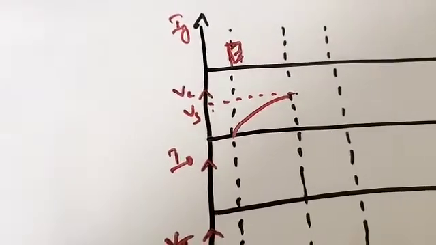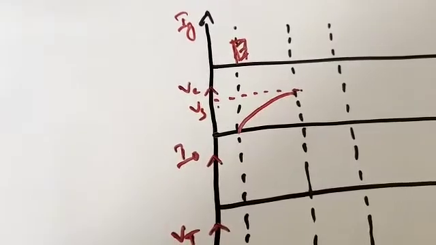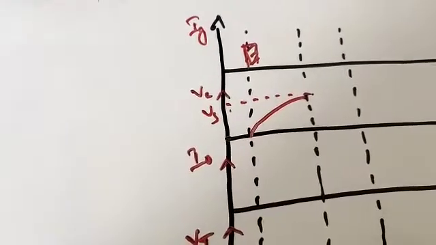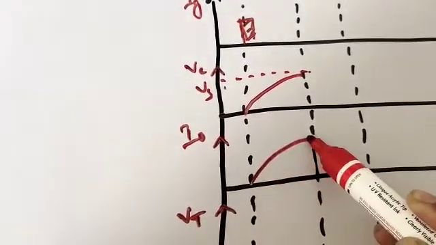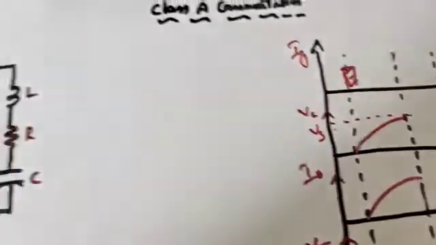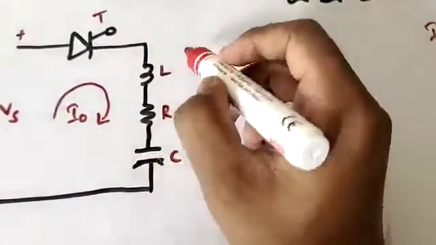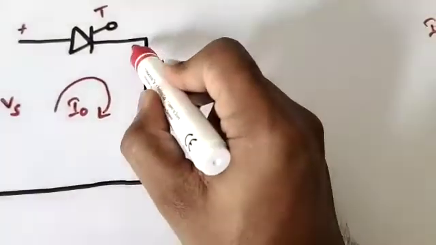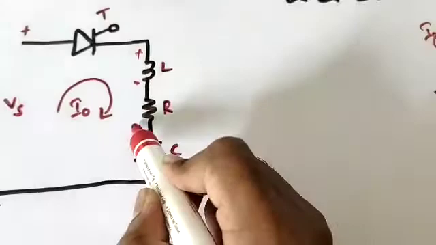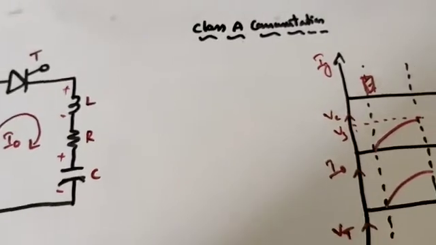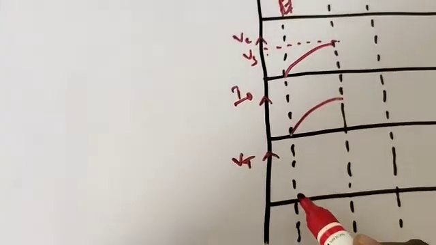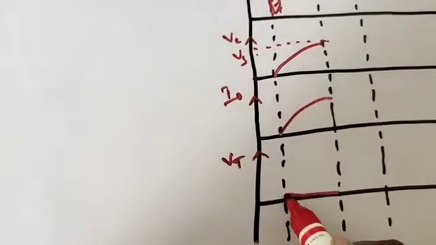At this condition, the load current also will flow. The load current will flow in the circuit and increase till the capacitor reaches the supply voltage Vs. See here, this is the load current, flowing like this. Under these conditions, the polarities of the inductor will be like this and the polarities of the capacitor will be like this. As the SCR is in on position, the voltage across the SCR will be equal to 0. That's what I have written here, right?